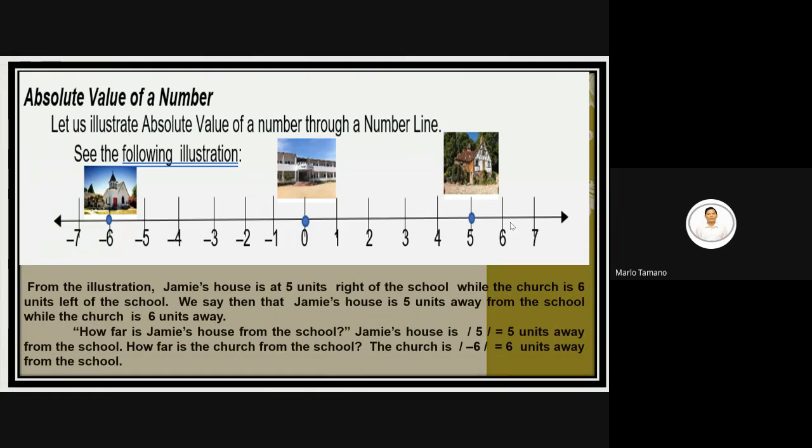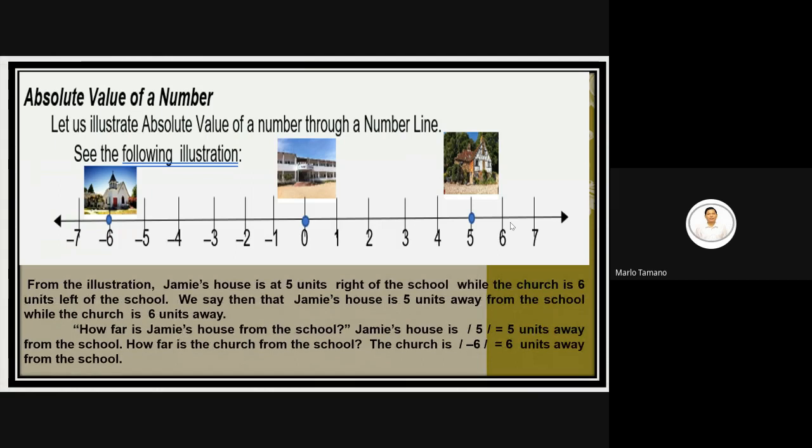if given a distance from one point to another point. So from the illustration, Jamie's house is at 5 units right of the school. This one we have here, 5 units right of the school. So this is the house of Jamie. This is Jamie's house, okay po? So Jamie's house is at 5 units right of the school.